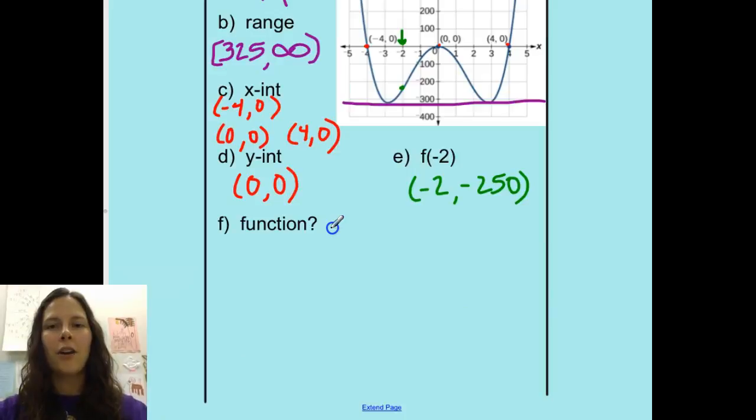And finally, is our graph a function? Does it pass the vertical line test? Again, it looks to me like it does, so yes, this is a function.